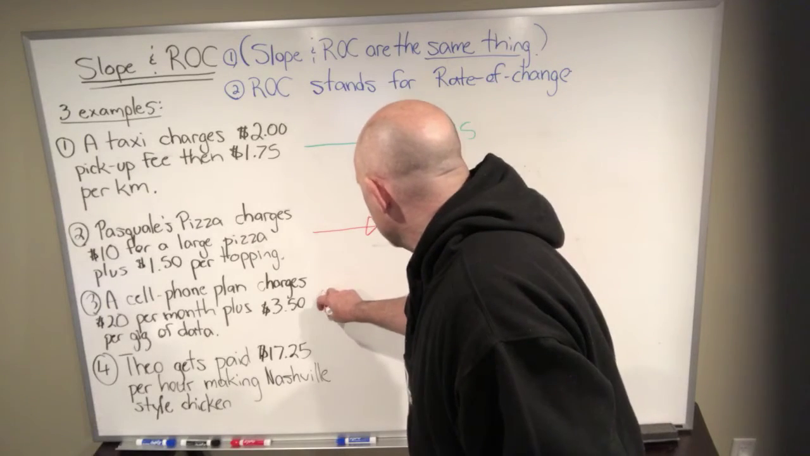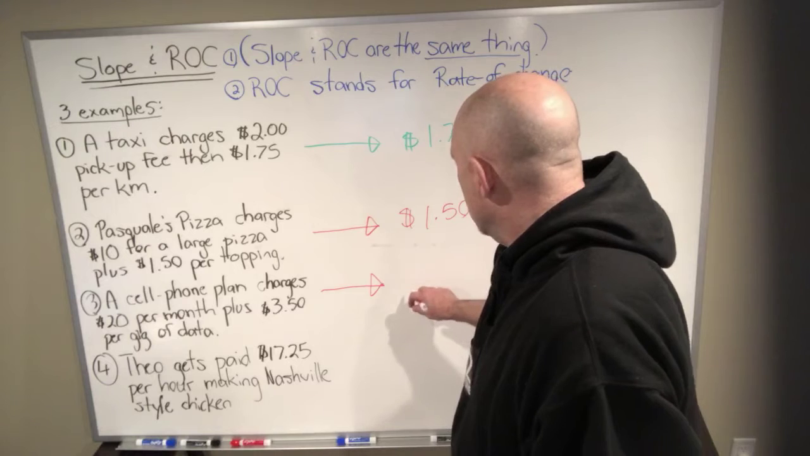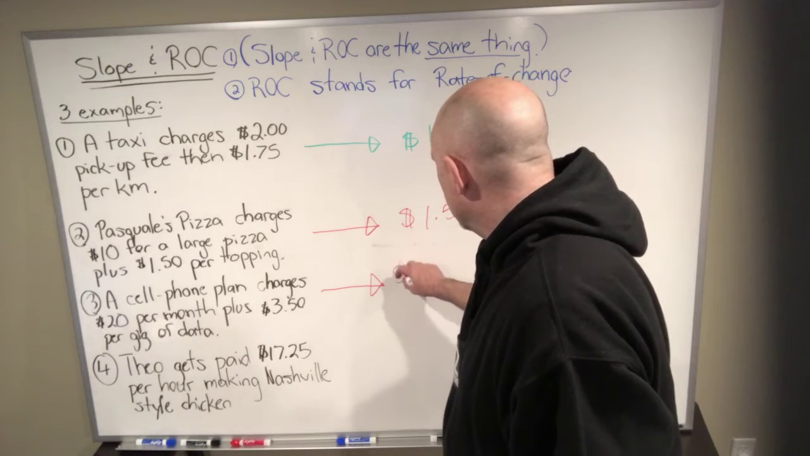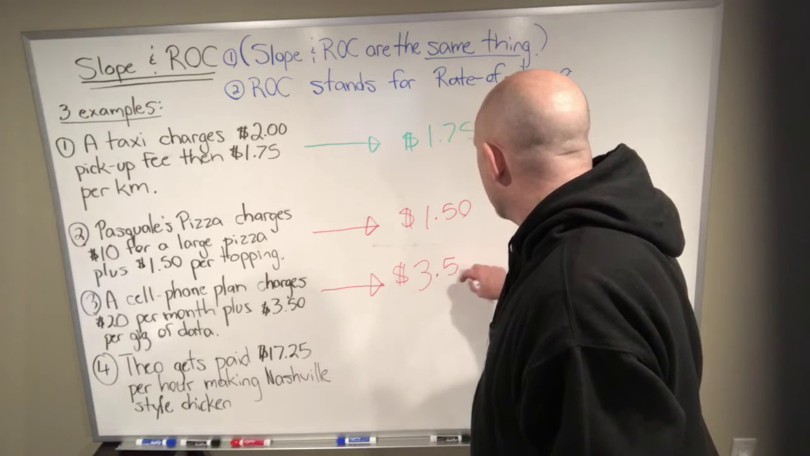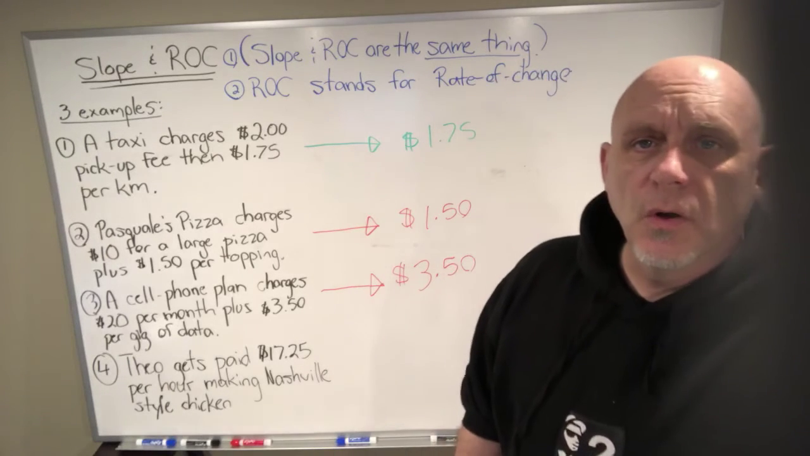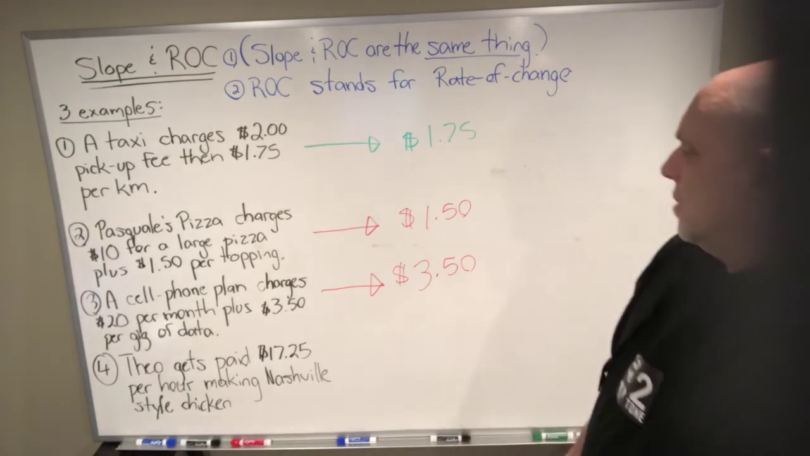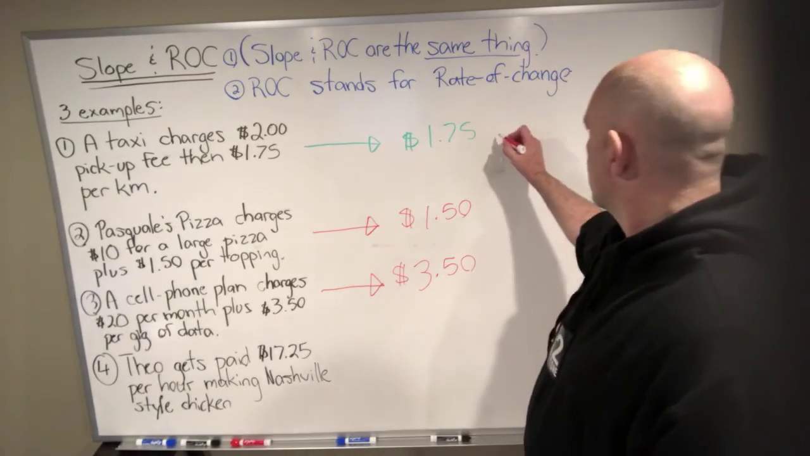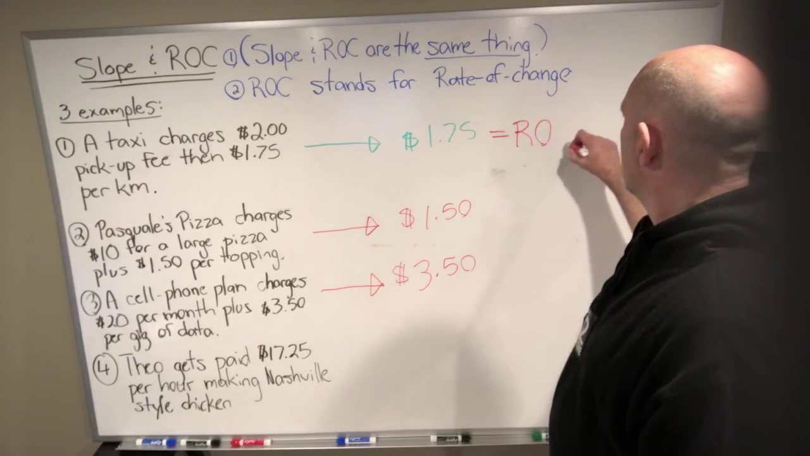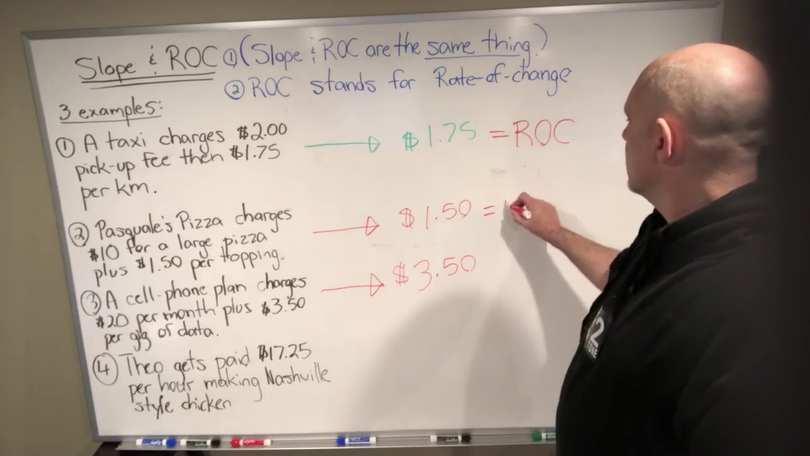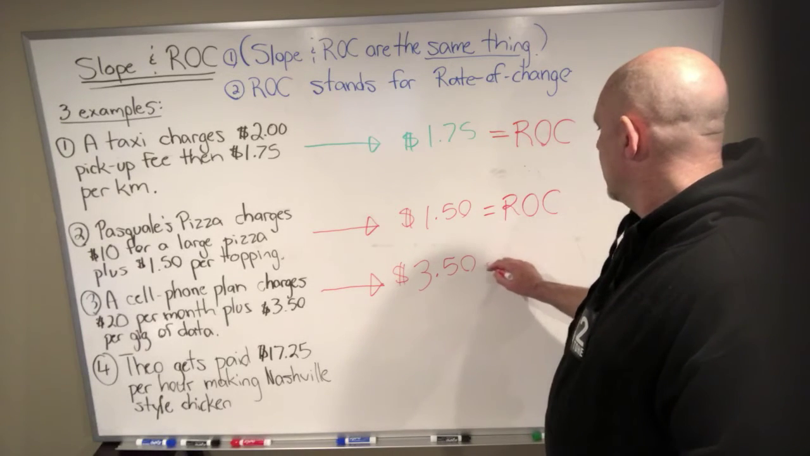So what's the changing thing here? What is the rate of change? It's $3.50. In this particular situation, that is the rate of change, or the slope, or the ROC. I'm going to write ROC just so it makes it clear. So I'm like a responsible teacher. Proper pedagogy.